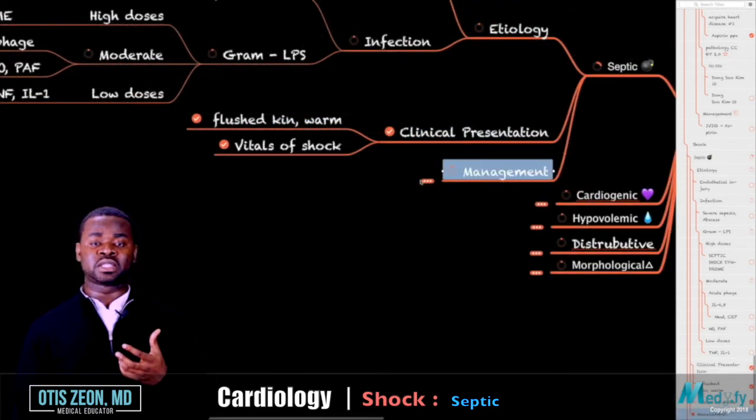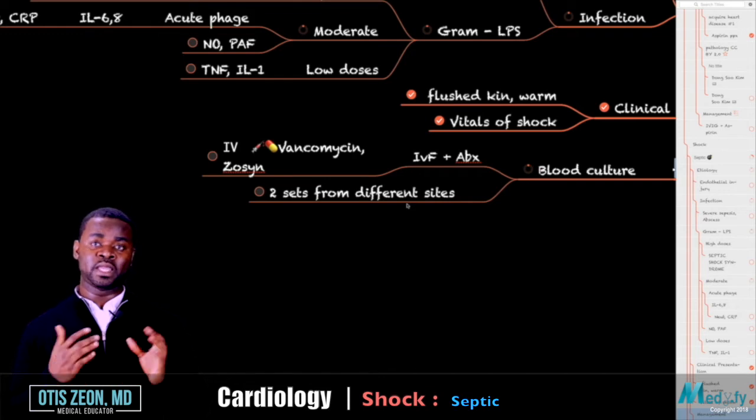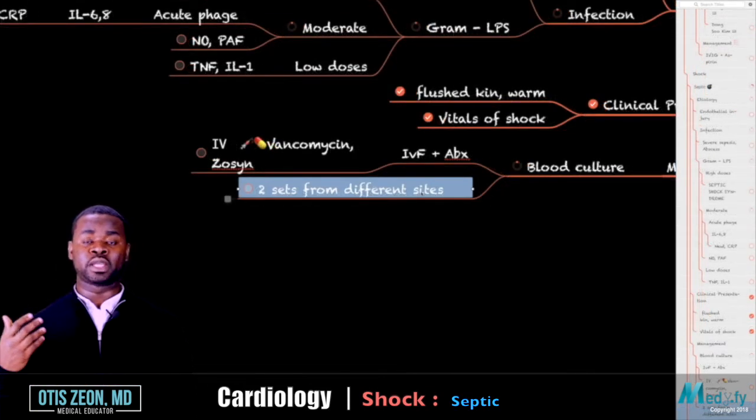Then the management for septic shock, essentially, you want to first do a blood culture, draw the person's blood for culture, consider giving the person IV fluid immediately, and then giving them antibiotics, in that order. So when you're drawing blood, you have to draw 2 different samples from multiple sites to culture this bug to know what it is so that you can treat it properly.